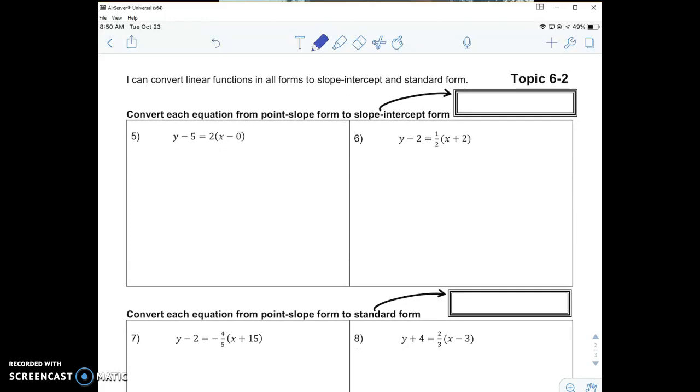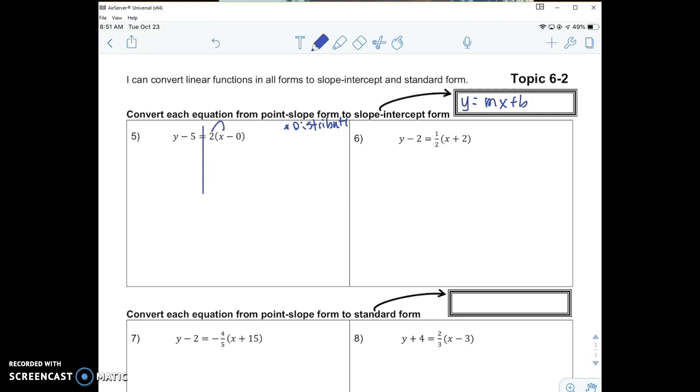Number 5, convert each equation from point slope into slope-intercept form. So y equals mx plus b. Number 5, I have y minus 5 is equal to 2 times x minus 0. If I'm thinking back to solving equations, I'm going to start with distributing where I see parentheses.